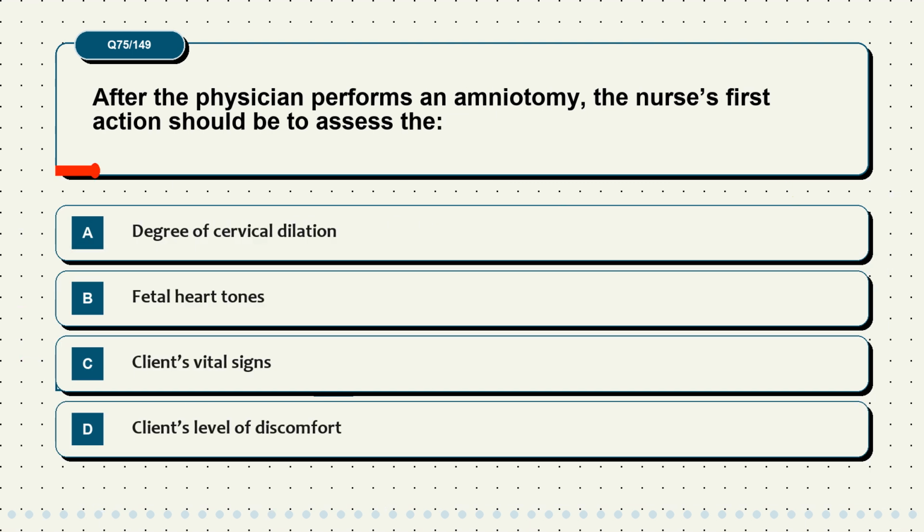Question 75. After the physician performs an amniotomy, the nurse's first action should be to assess the. Here are the options. Option A. Degree of cervical dilation. Option B. Fetal heart tones. Option C. Client's vital signs. Option D. Client's level of discomfort.